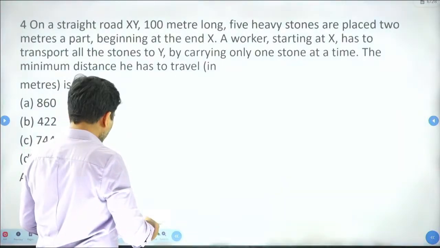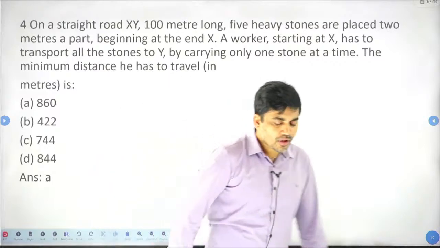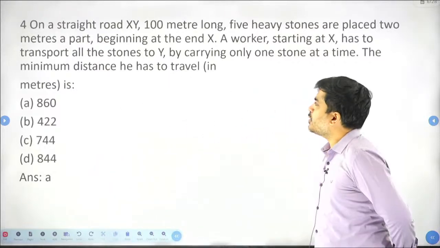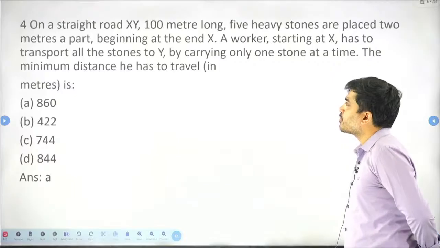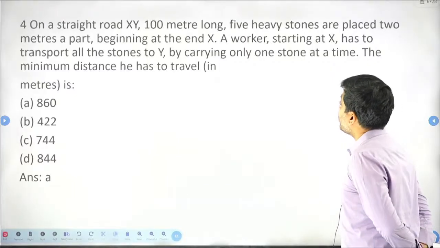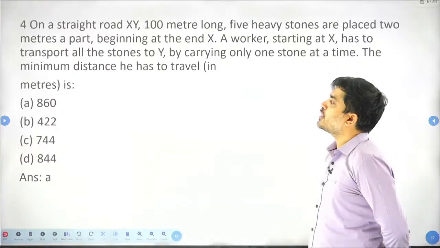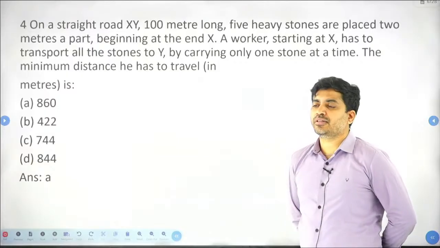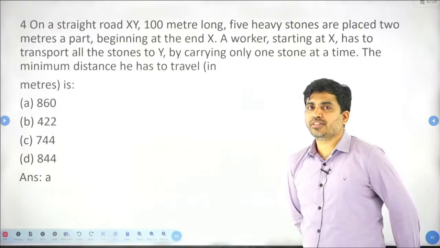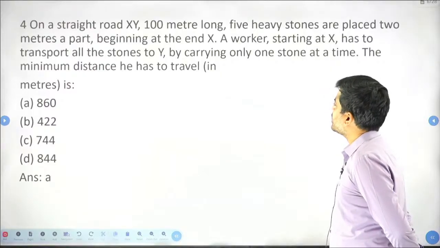Chalo, this one is one of the best questions in today's paper. Look at this. What is given? There are 2 points X and Y. Distance between them is 100 meters. There are 5 heavy stones placed 2 meters apart. After every 2 meters, you will see 1 stone. Beginning at the end X, okay.